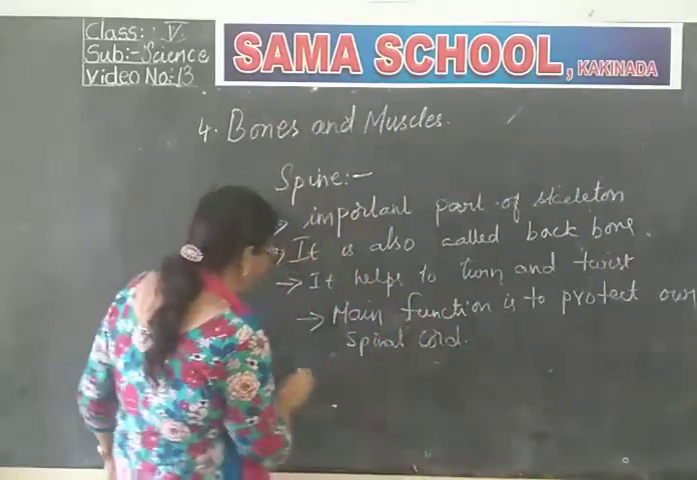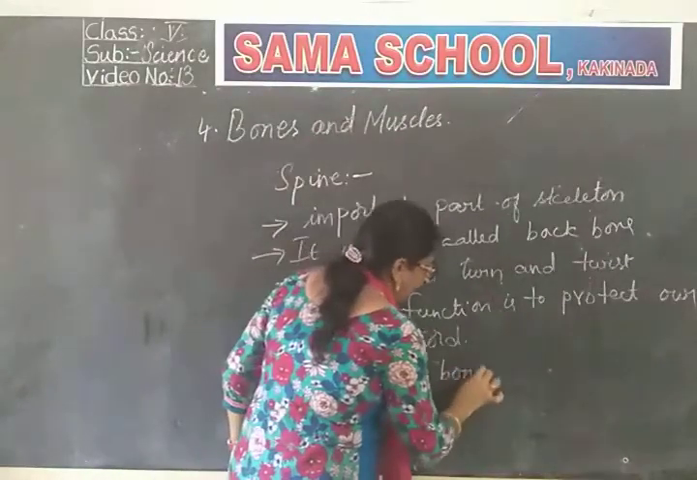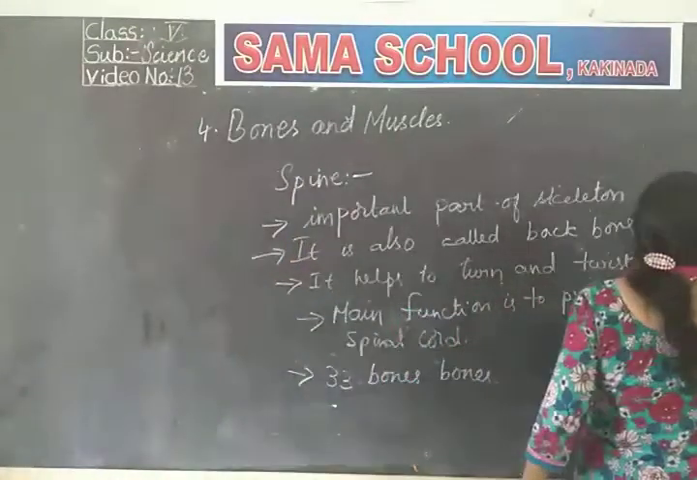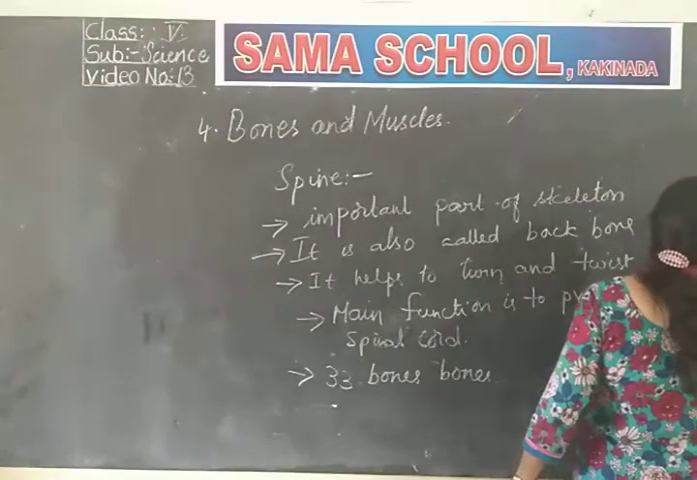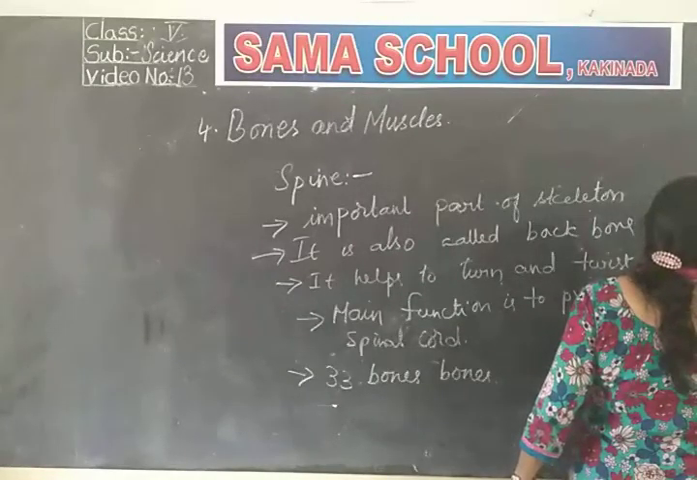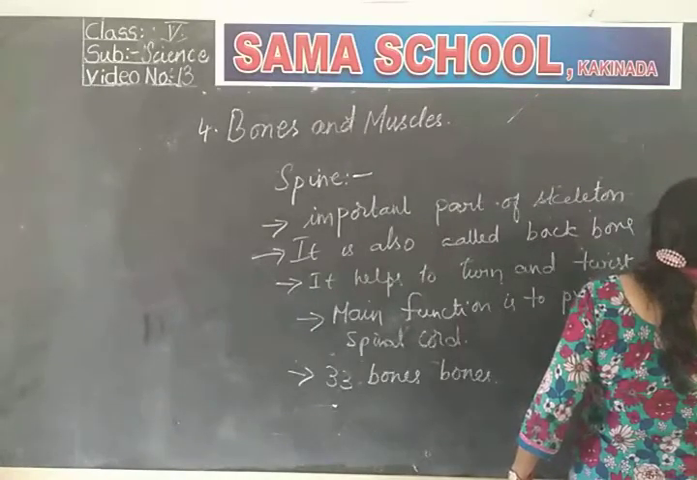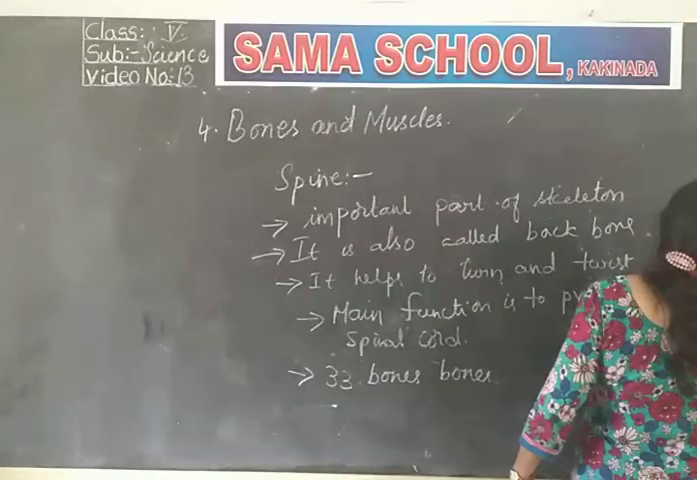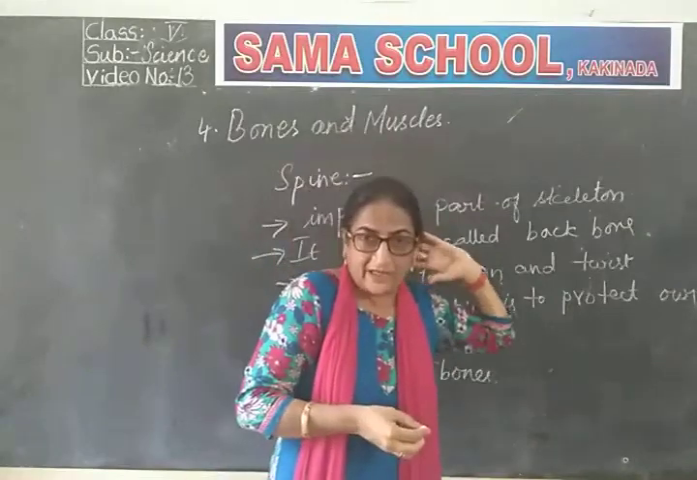The spine is made up of 33 bones. These bones form an S shape. They are very much interconnected to one another. So this spine forms the S shape like this, isn't it? The 33 bones are interconnected with one another like this.